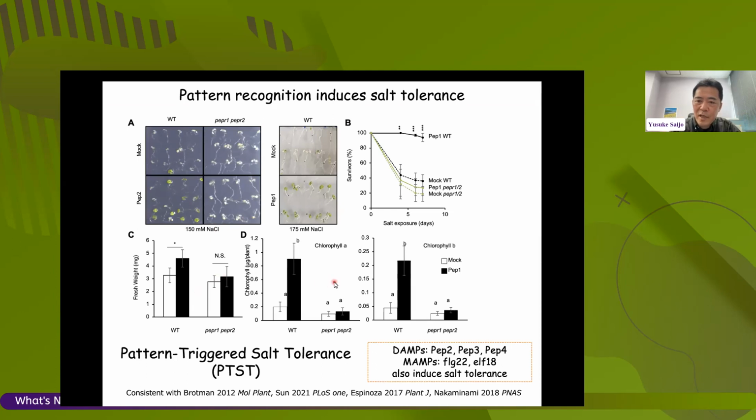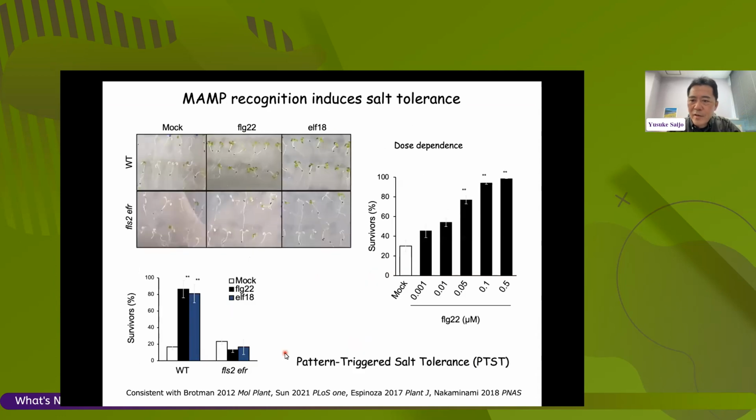And also, if you look at chlorophyll contents, they are well retained in PEP-treated wild-type plants. So this strengthens the idea that pattern receptor elicitation results in increased salt tolerance. We call this phenomenon pattern-triggered salt tolerance, and today I'll just call it PTST. And then this view is also extended to bacterial MAMPs like flg22 or elf18.